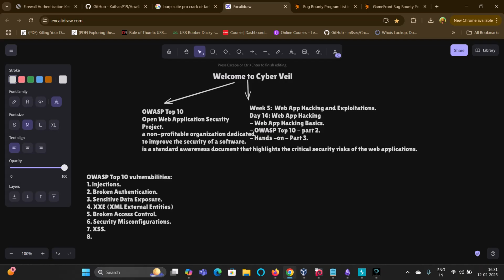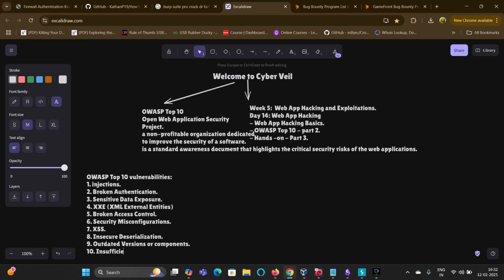Another one, for the 8th sequence, is insecure deserialization. Then on the ninth point, there is another vulnerability: using components with known vulnerabilities, or outdated versions of components. Then comes the 10th point, which states insufficient logging and monitoring.